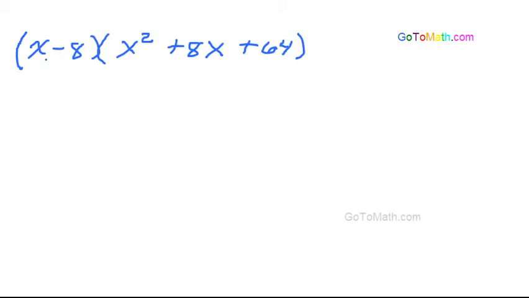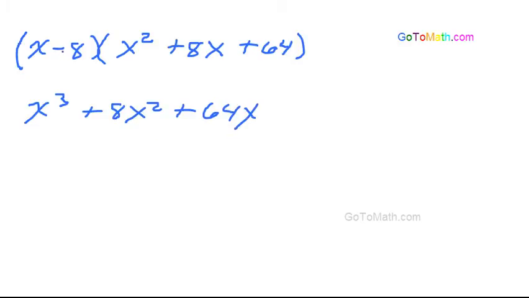Okay, and the previous problem, that was the difference of two squares, and this is going to end up being something similar, kind of. Difference of something else. Okay, so let's go ahead and do this. We have x times x squared is x cubed. x times 8x is 8x squared. x times 64 is 64x.